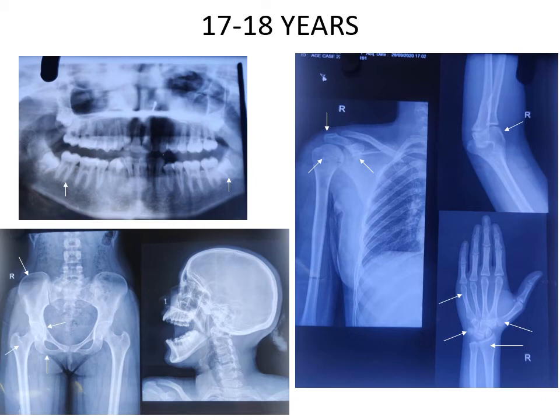Here, then, the iliac crest has appeared. You can see a white line on the top, and the ischial tuberosity has appeared, but not fused. The head and the greater and lesser trochanters have appeared and fused. The triradiate has obliterated.